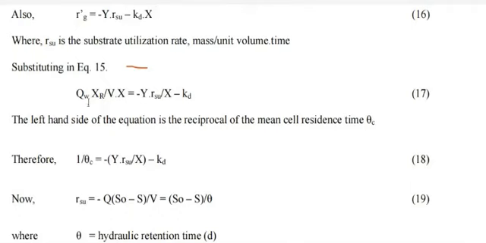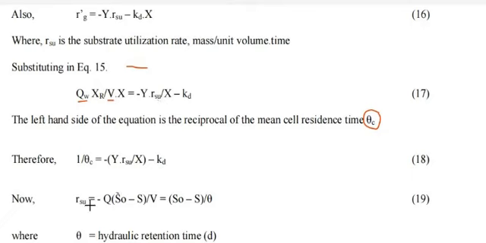From that one, as Q is the volumetric flow rate and V is the volume, we can get what is the time. Okay, so we are replacing this one. What we do, we are replacing this theta c as Q and V. Okay, by consideration of that one, we have theta c. So we write this equation as minus Y r suffix SU by X minus kd.